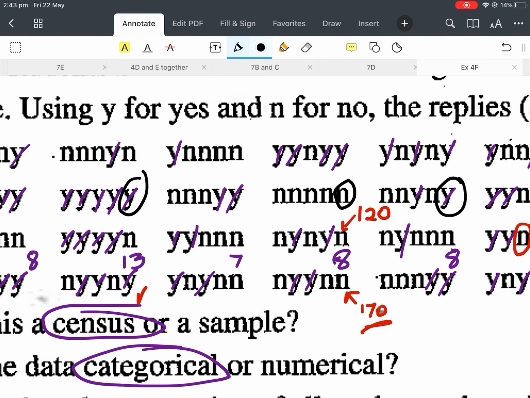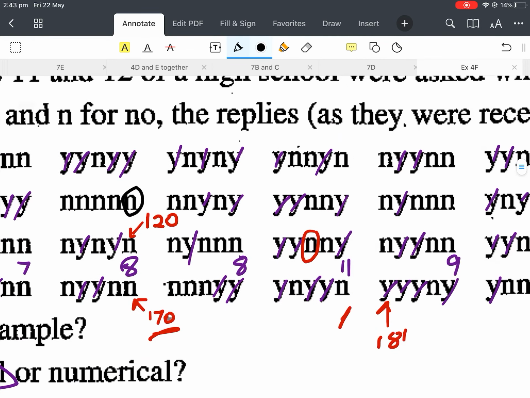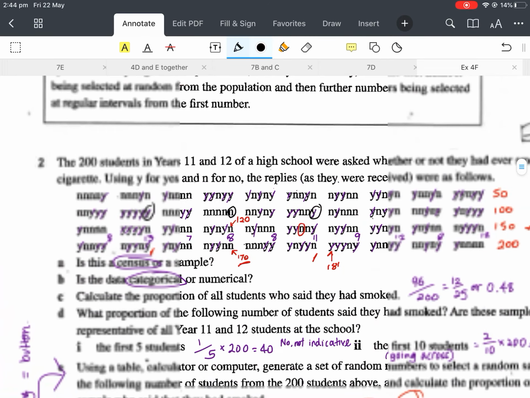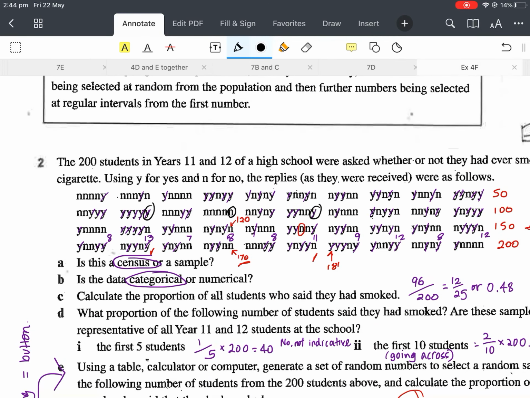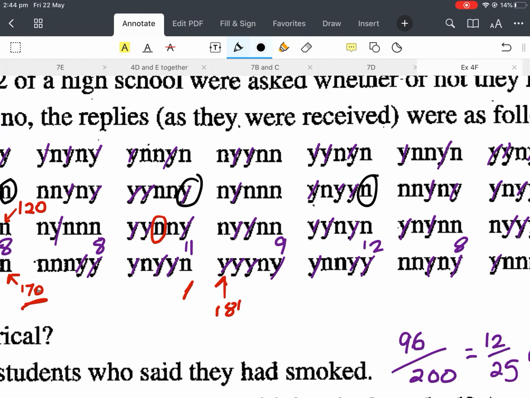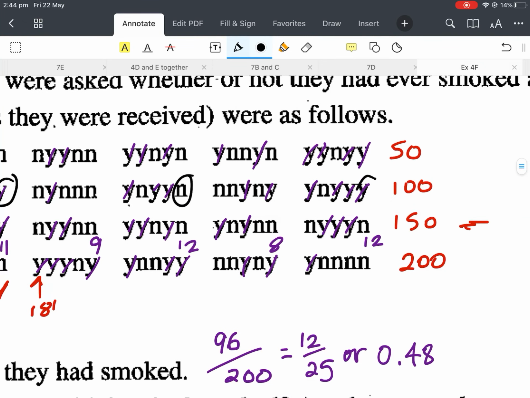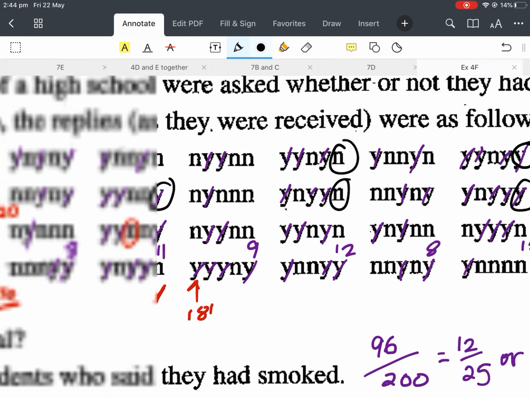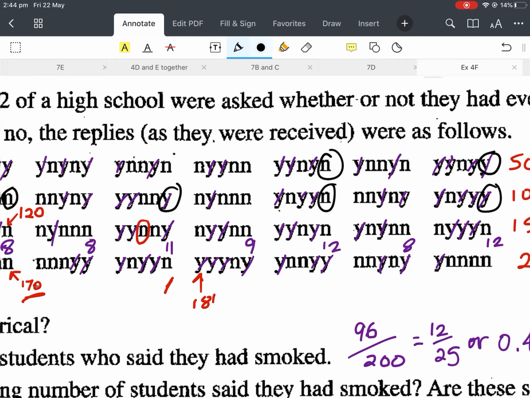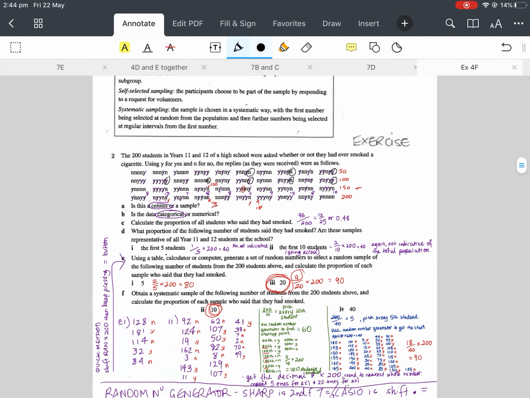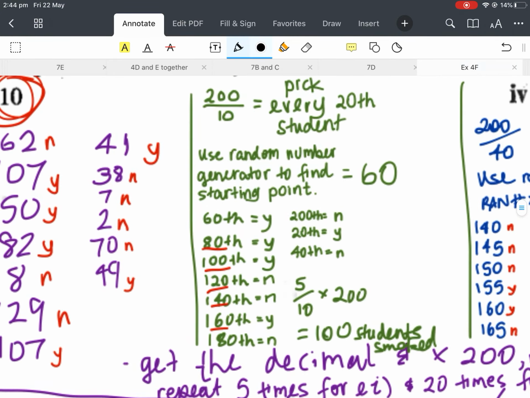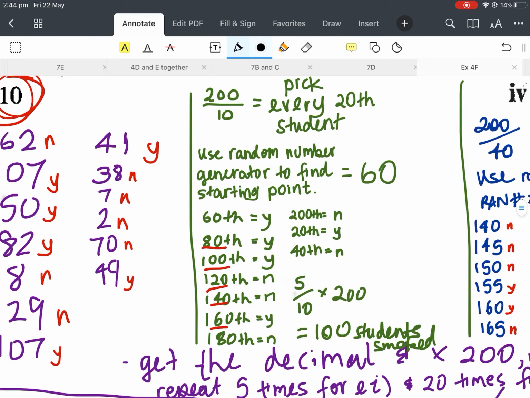Okay, so that made it a little bit easier. I just had to go pretty much throughout all of these. Oh, I did it again. And I had to write down all of those, okay? And they ended up being my 60th, 80th, 100th.